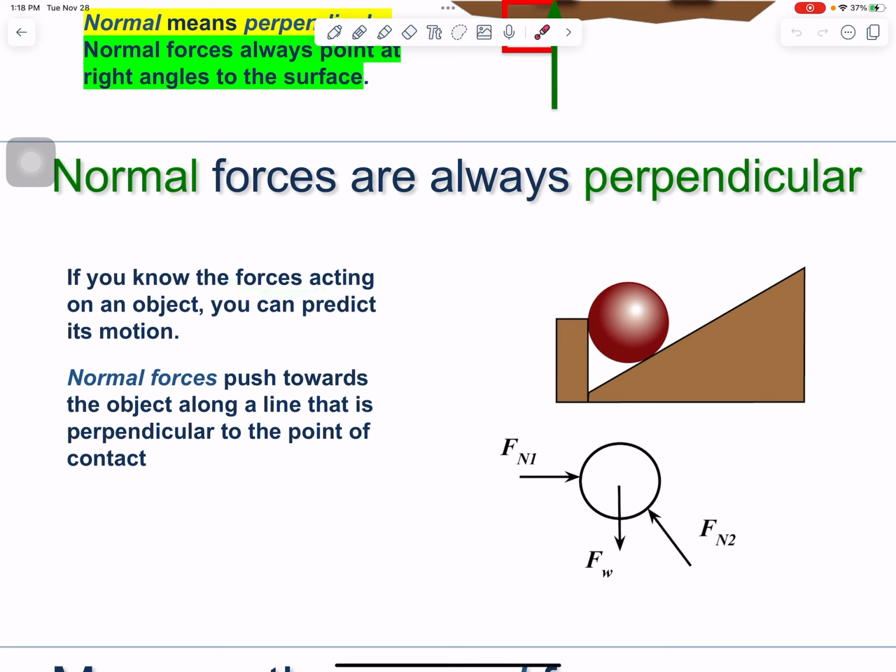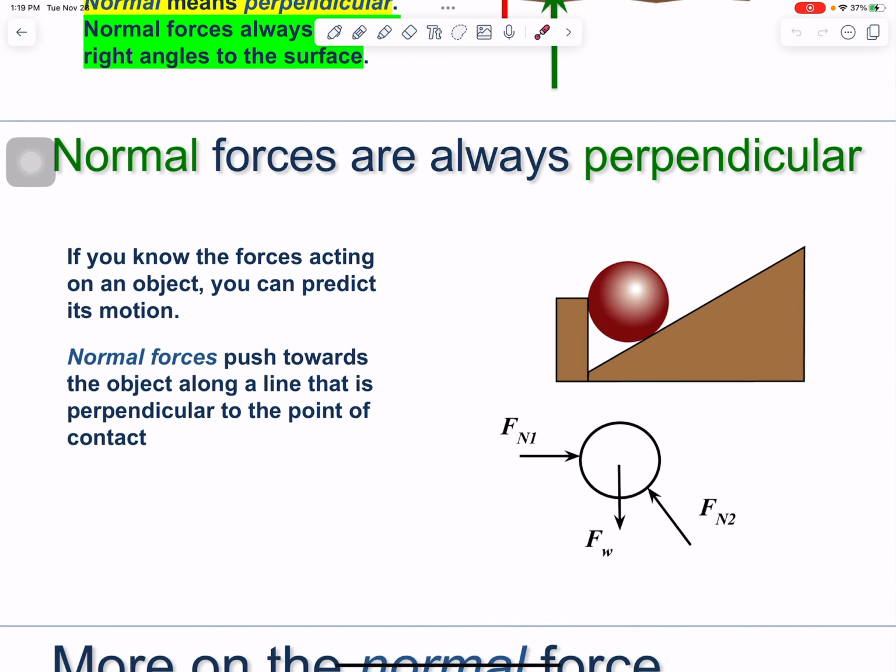So if we look at this object, we know that it's touching a surface right here, and so we're going to have a force pushing away from the surface onto the ball, perpendicular, so it goes in this direction. The ball is also touching right here, and so again we think about that as my surface, and therefore the normal force is going to act perpendicularly to the surface, and so that is that one right there.